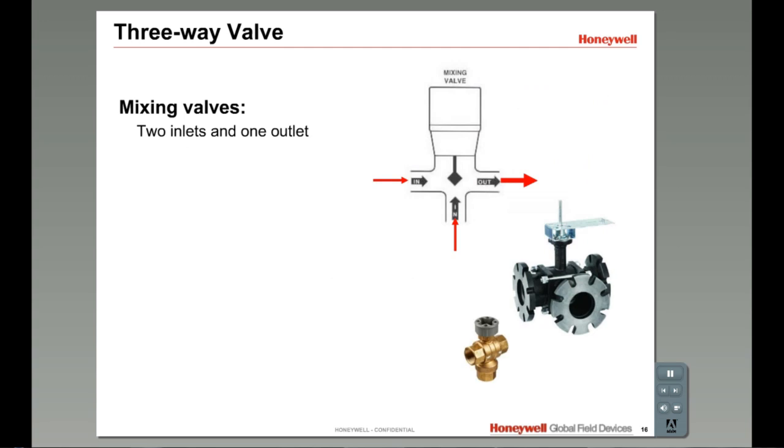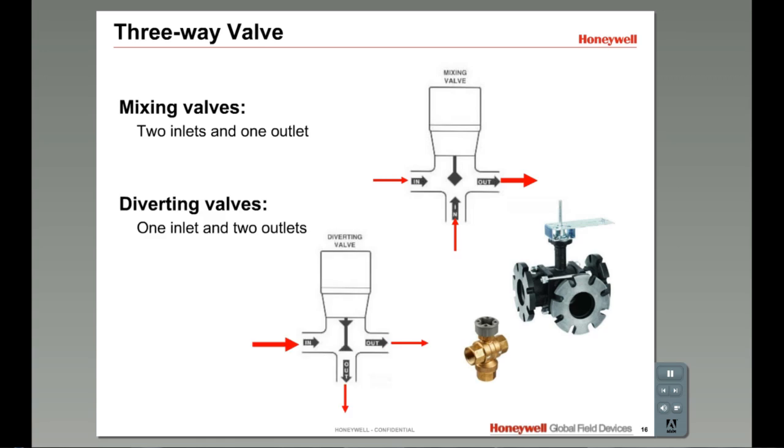Three-way valves are characterized by having three connection points. Mixing valves have two inlets and one mixed outlet. These are often used to mix hot and cold water to deliver water out at a desired temperature.